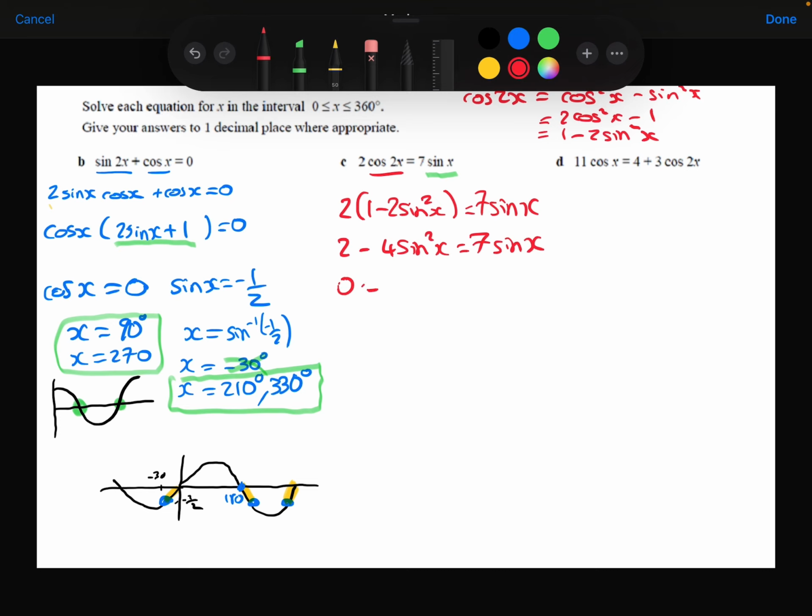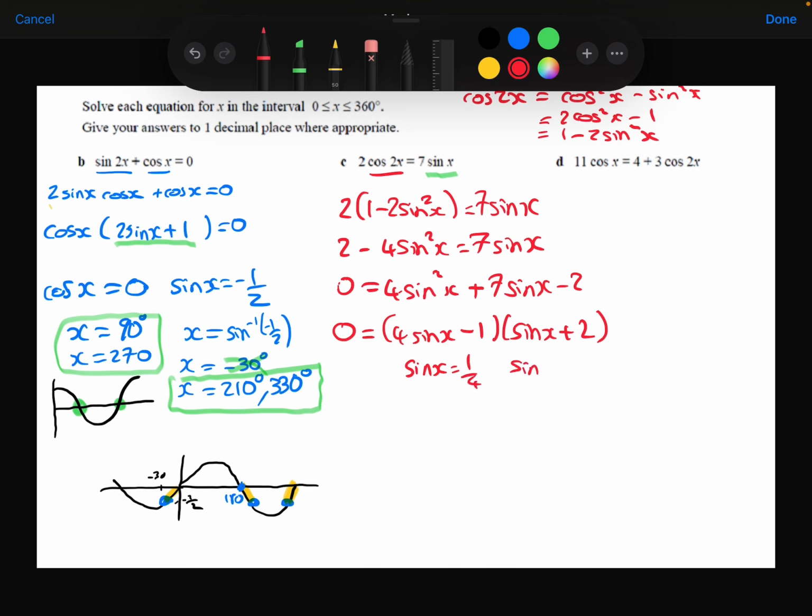Moving everything onto one side. And factorising. Or you can use quadratic formula if you prefer. So I know that sine x is equal to 1/4, or sine x is equal to -2. Now sine cannot equal -2 if x is a real number, so we'll ignore that.